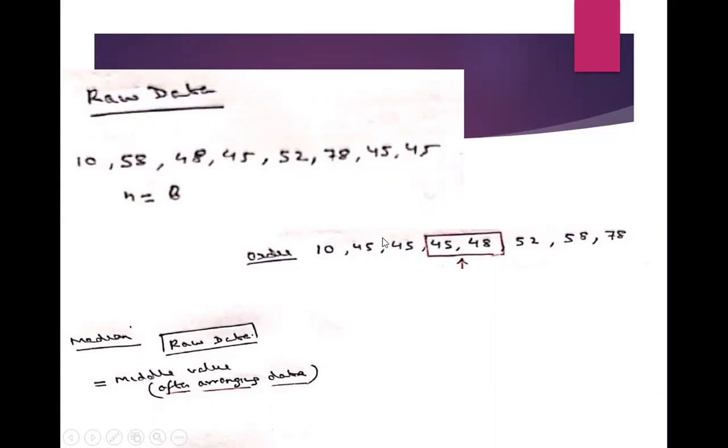So it was even number. So in case of even number, we will get two middle values, and we just take average of those two values to get the median. If the total number of observations are in odd number, let us say if the total number of observations were 9, then we can just leave 4 here, and the middle value will be single, and that will be the median. So this is how you identify median for a raw data.